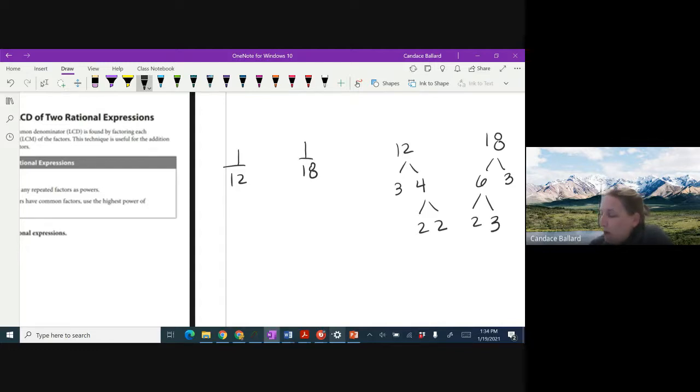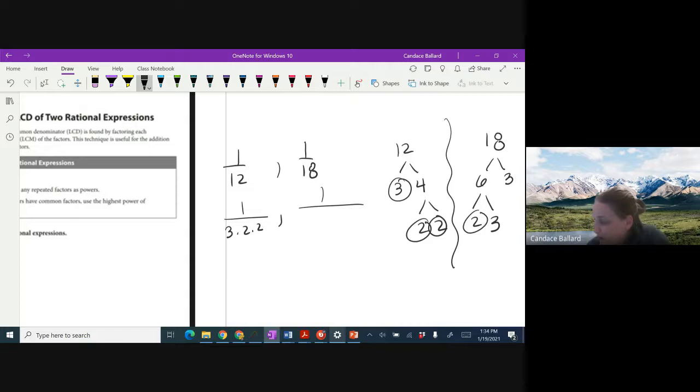All right, so comparing the 2 sets of numbers, I am going to write those in my denominator over here. So I'm going to write 3 times 2 times 2 for that denominator. And for this denominator here, I'm going to write 2 times 3 times 3. Now I am looking for friends.